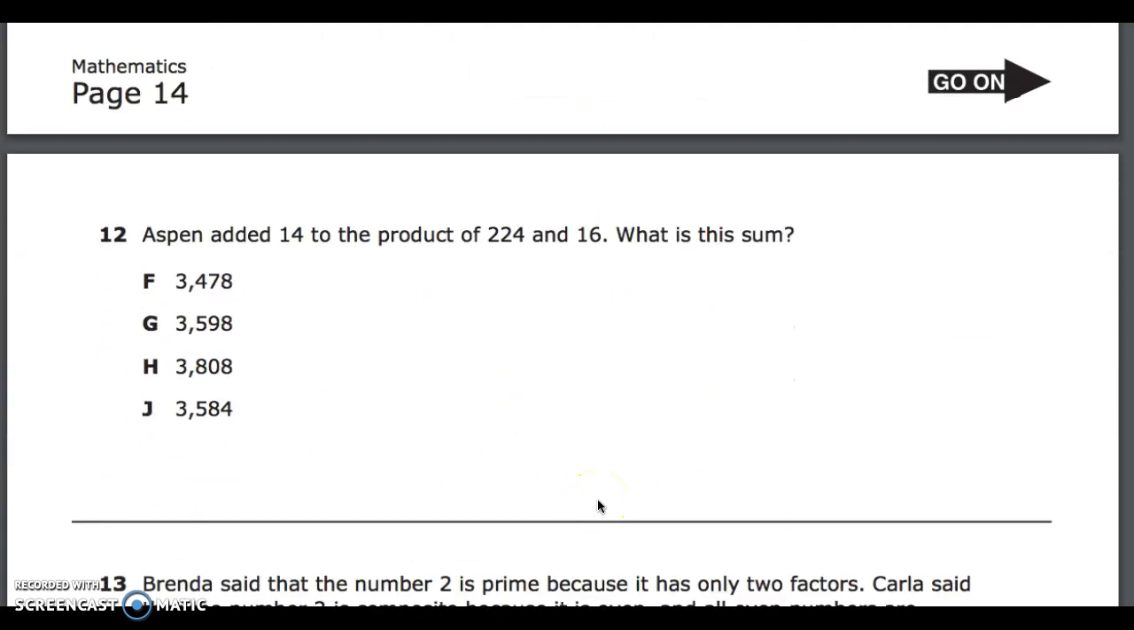Number 12. Aspen added 14 to the product of 224 and 16. What is this sum?